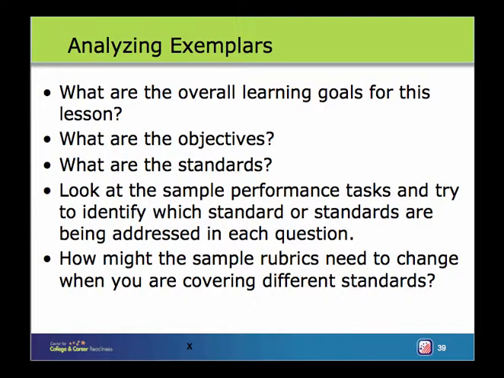So maybe they earn a 2. Do they understand what it means to earn that 4? Can they really see within their own work what that means? So not only are you designing your rubric to help yourself with assessment, you're also designing that rubric to help with your instruction.